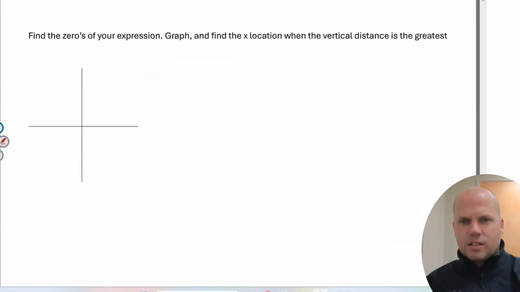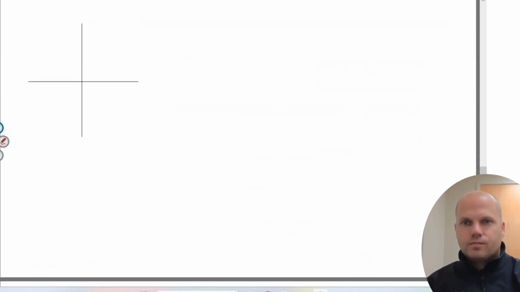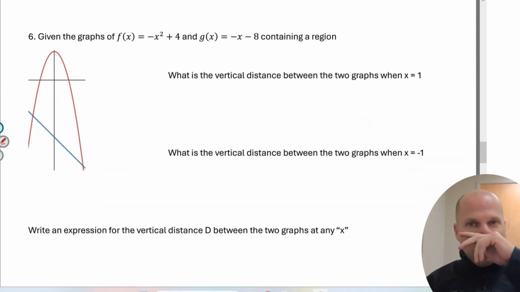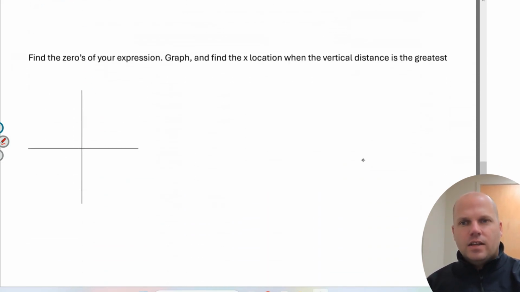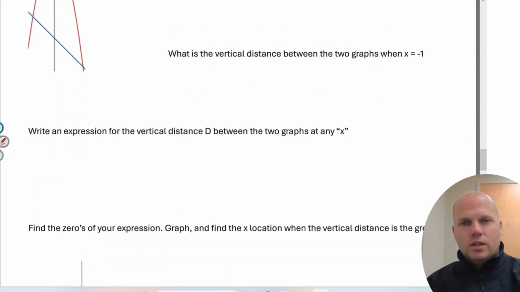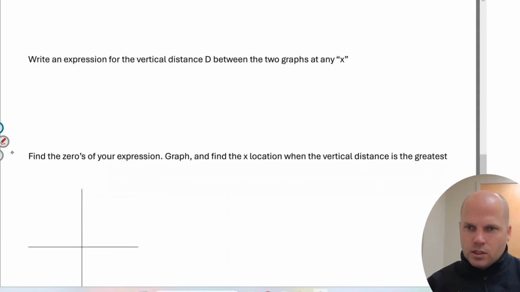Switch it to the quadratics. I gave you 3 of these. First one, I'll do it with numbers, and then I'll do the vertical distance at any x, and then we'll find the zeros and graph the vertical distance, d.